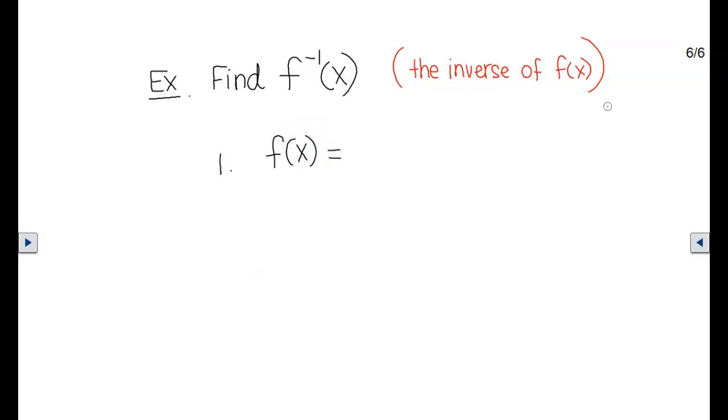So the first function I'm going to give you is f of x is equal to x minus 7. So in this function, when you input an x, it will subtract 7 from that x to give you your output. All right, now remember your steps. Step 1 is to replace f of x with y. So I'm going to come up here to this equation, and where I see this f of x, I'm going to replace it with y. So it will now say y is equal to x minus 7.